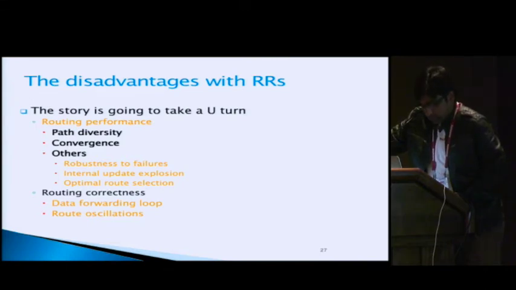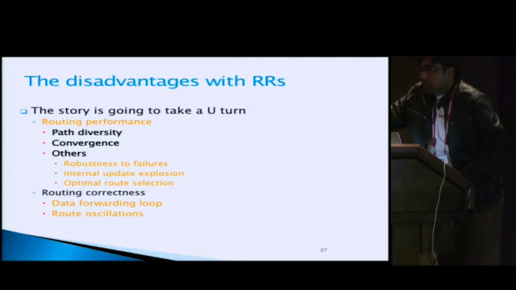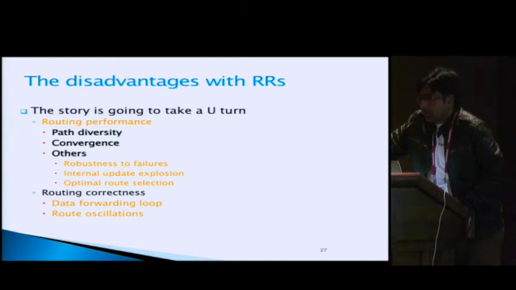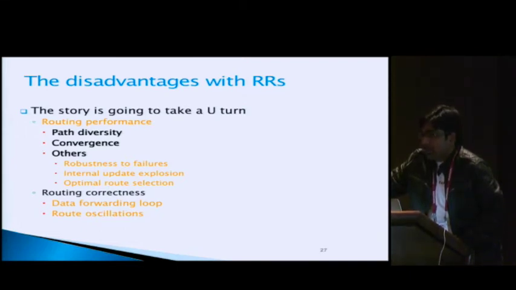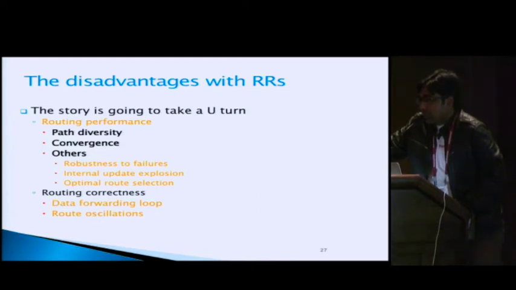The other disadvantage is convergence, which is very important when we talk about any BGP deployment. Convergence, in very simple terms, is the state at which all my routers are in sync. It can be of two types: a convergence up event or a convergence down event.